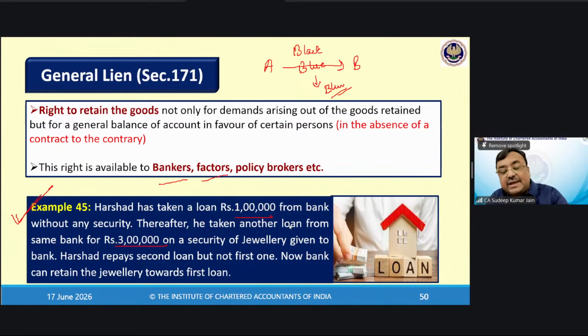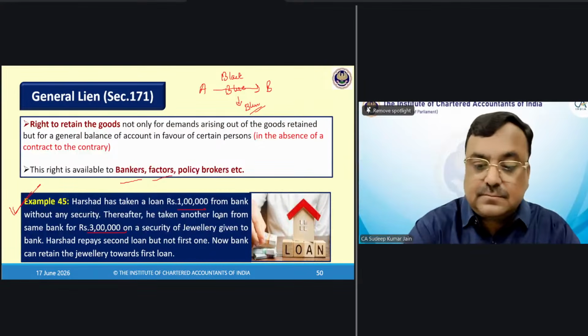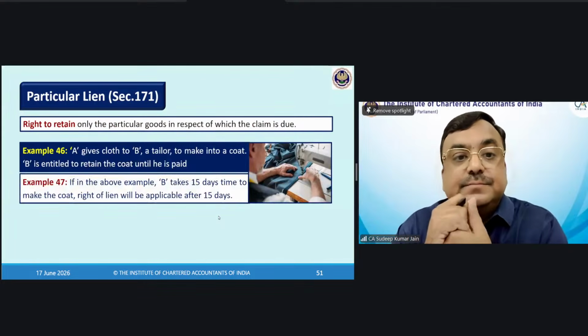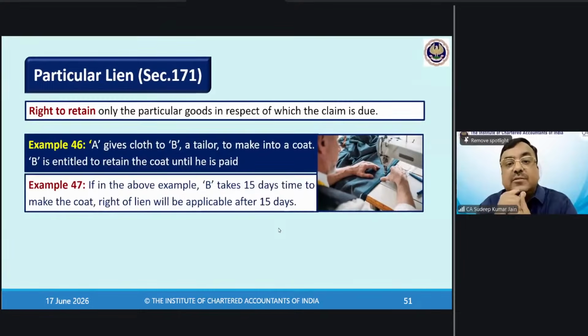But in this case, if it was decided the second loan... particular lien: right to retain only the particular goods in respect of which the claim is due. Example 46: A gives cloth to B, a tailor, to make into a coat. B is entitled to retain the coat until he is paid.